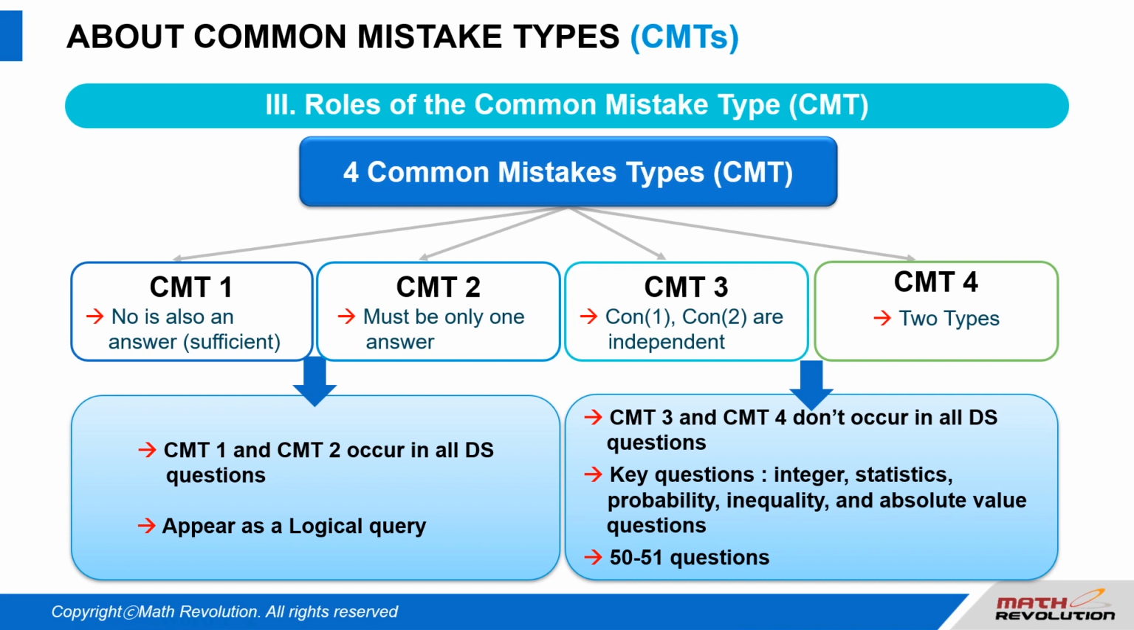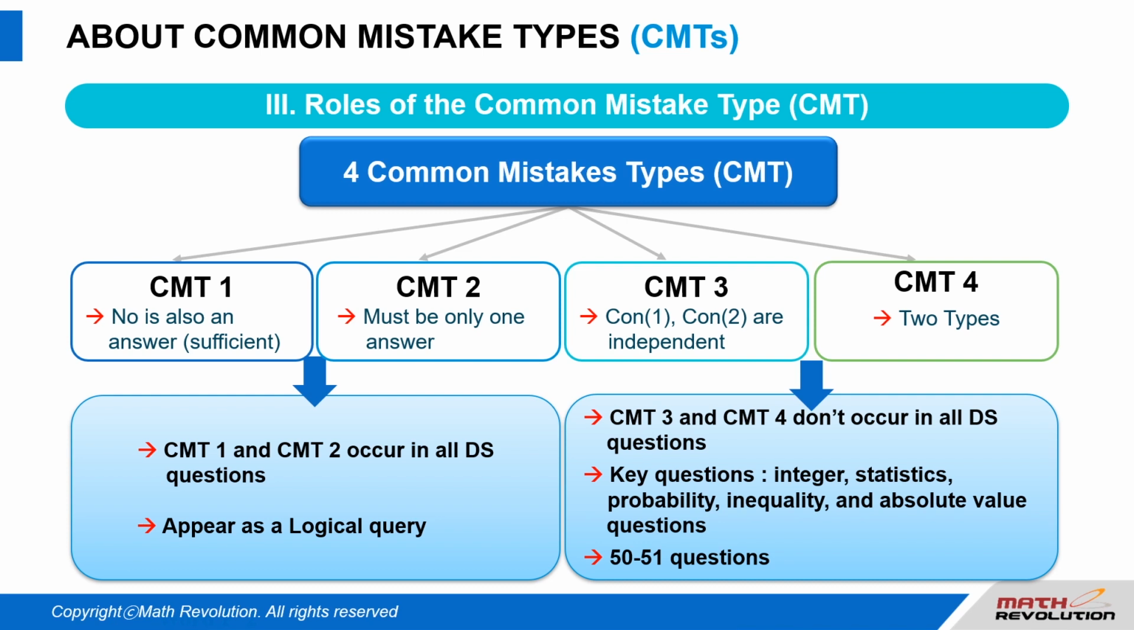These are related to key questions such as integer, statistics, probability, inequality, and absolute value questions. They are, therefore, critically important for solving high difficulty 50 or 51 questions. On the most recent exams, CMT 3 and CMT 4A and B frequently appear in integer and statistics questions. If CMT 3 and CMT 4 appear in your exam, it means that you are likely to get 50 to 51 in GMAT math.